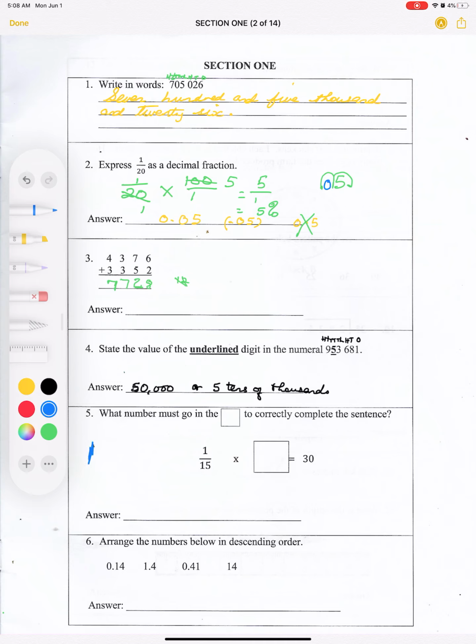Speck on my screen. Wait a minute, it's a speck on the paper. All right.